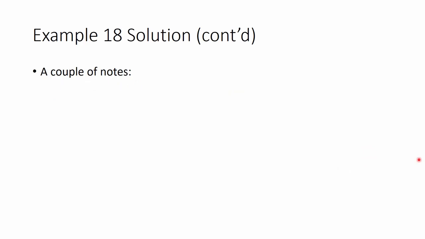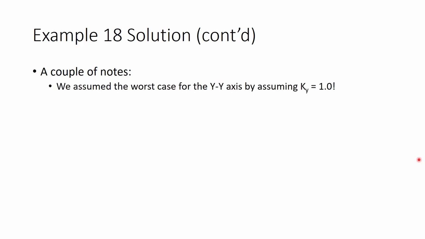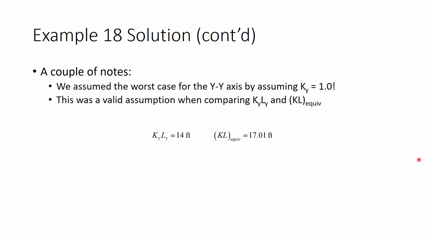I do have a couple of notes that I want to close the example out with, just to make some points to make sure that everybody understands the broad scope of what we discussed. First off, I want it to be clear that we assumed the worst case for the y-axis. Remember, the y-axis was a braced frame, and up until now we've been assuming that ky is 1. That's actually the worst case scenario. Remember, ky could be anywhere between 0.5 and 1 for a braced frame, and we assumed the worst case is 1.